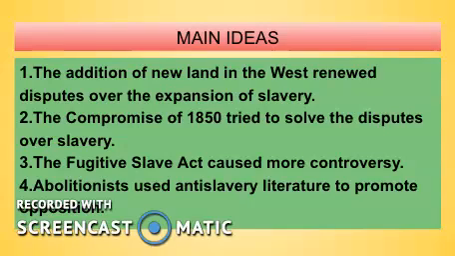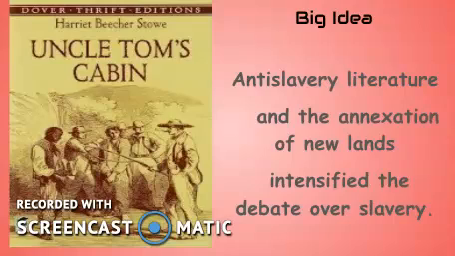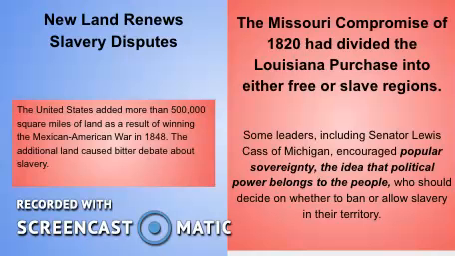The addition of new land in the West renewed disputes over the expansion of slavery. The Compromise of 1850 tried to solve the disputes over slavery. The Fugitive Slave Act caused more controversy. And finally, the abolitionists used anti-slavery literature to promote opposition. The big idea was anti-slavery literature, and the annexation of new lands intensified the debate over slavery.